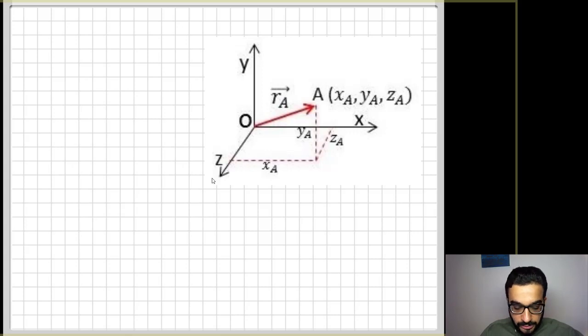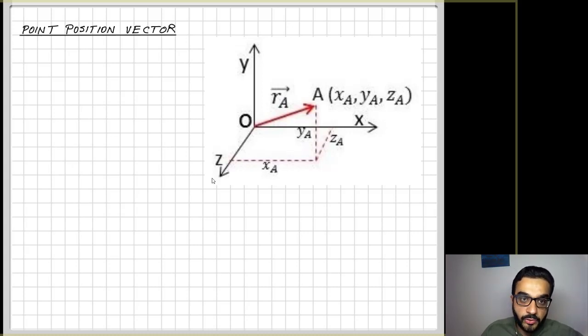So the first thing we'll cover is position vectors of a point. For this example, we have point A. To define its position, we have this vector that links the origin of the coordinate system and the point. So it's basically putting the coordinates of A, x_A, y_A, z_A, into a vector format. It's that simple.